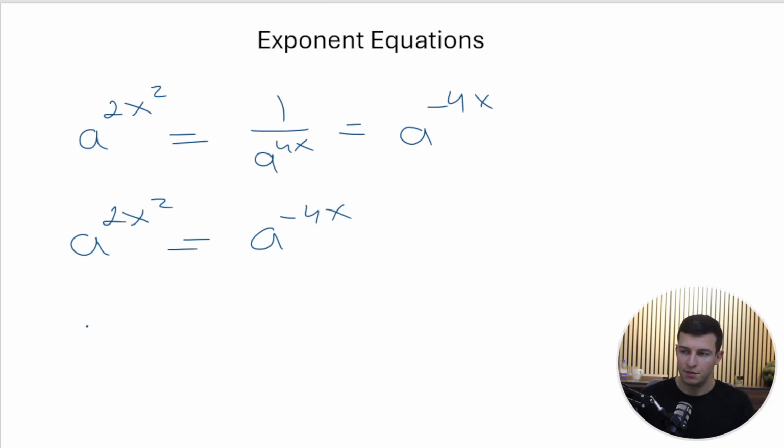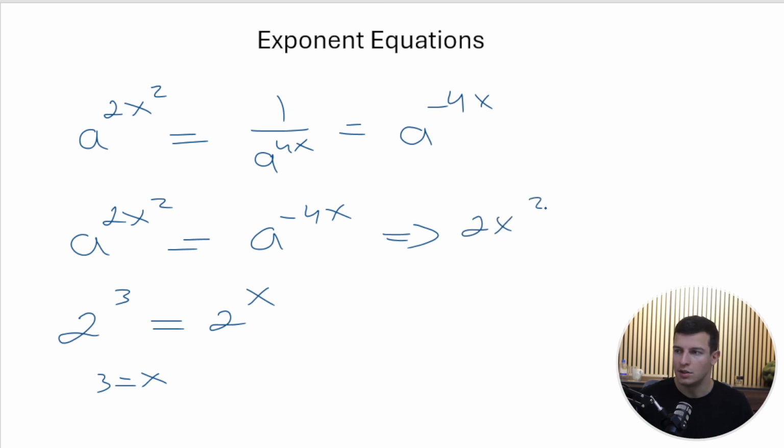A very simple version of it would be this. If you have 2 to the power of 3 equal to 2 to the power of x, you would safely assume that 3 has to be equal to x, or x has to be equal to 3, right? The idea is the same. If the bases are the same, we can just treat them like a regular linear or quadratic equation, meaning 2x squared needs to be equal to negative 4x.